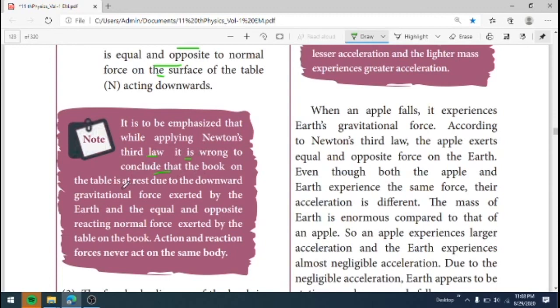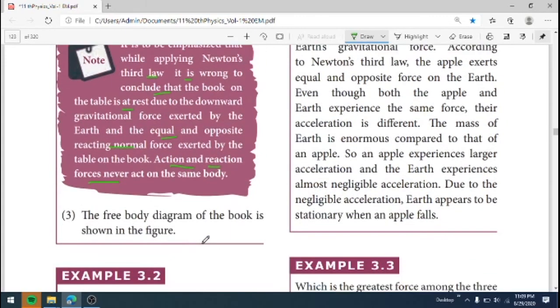Okay. So it is very important here that while applying Newton's third law, it is wrong to conclude that book on the table is at rest. ஏன் ரெஸ்ட்ல இருக்கு அப்படின்னா, it is due to the downward gravitational force and equal and opposite reacting normal force. நம்ம கன்க்ளூட் பண்ணக்கூடாது. Okay, because action and reaction forces never act on the same body. இது நீ ஏற்கனவே இந்த கான்செப்ட் படிச்சுட்டு வந்திருப்ப. ஆக்ஷனோ ரியாக்ஷனோ cannot act on the same body. Okay.